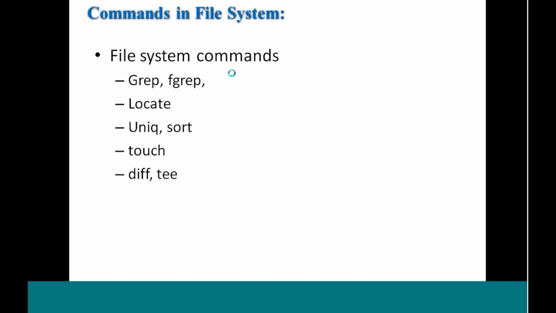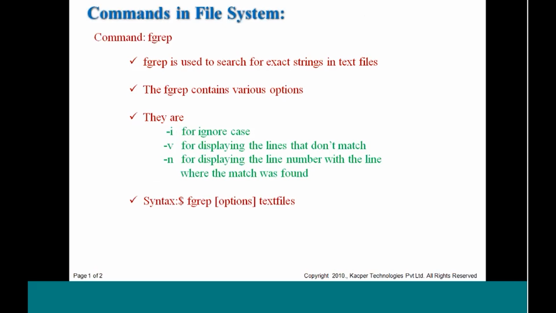So let's start with these commands. The first command that we will talk about is fgrep or grep. The grep command is mainly used to search for a keyword inside a file. The keyword is specified as a string, and grep provides a lot of options essentially for doing various things.